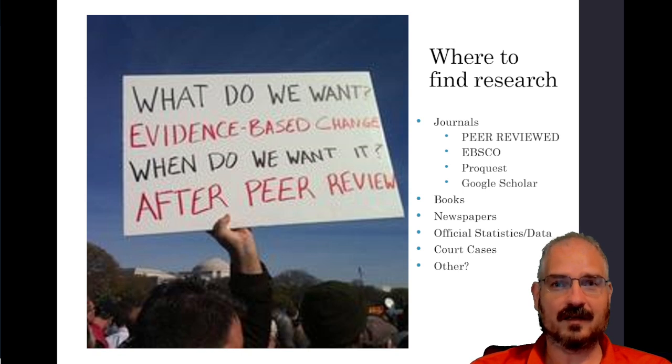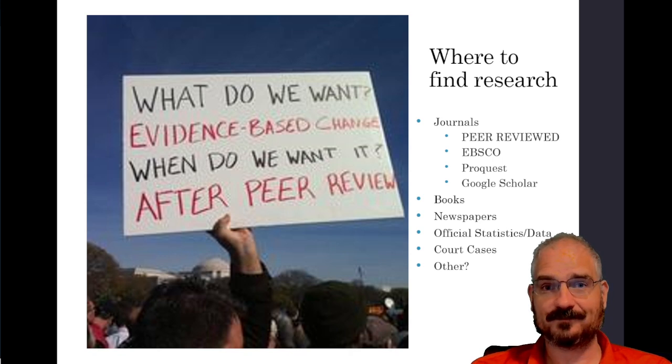usually through the library, you'll be able to find some kind of databases where you can search for peer-reviewed journal articles. The two I've found that work the best in criminal justice are EBSCO, which is also called Academic Search Complete, and ProQuest. If you don't have access to a university, you can always use Google Scholar, although Google Scholar a lot of times will only show you kind of small pieces of articles, and then you have to pay money to find the entire article.